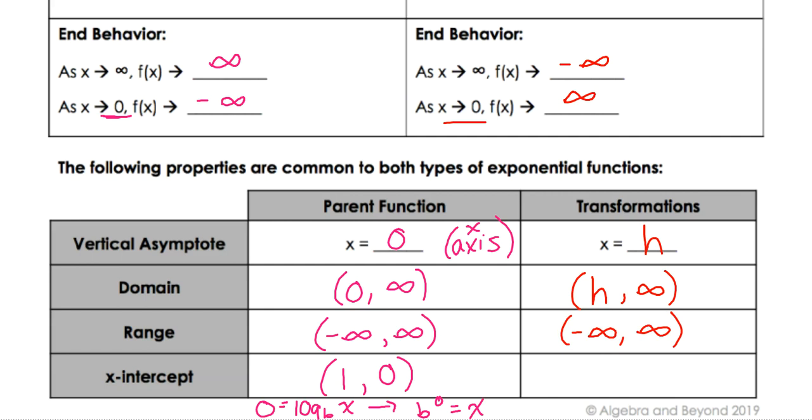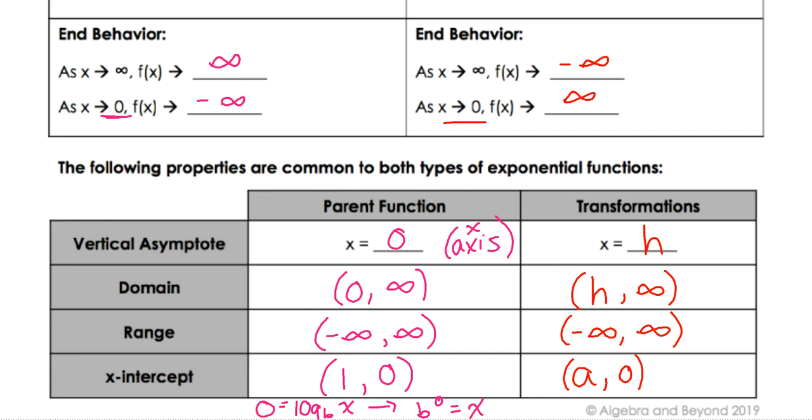No restrictions on that. And then our x-intercept in this case, remember from our transformations, the only thing that's going to change that x-intercept is going to be the a value.